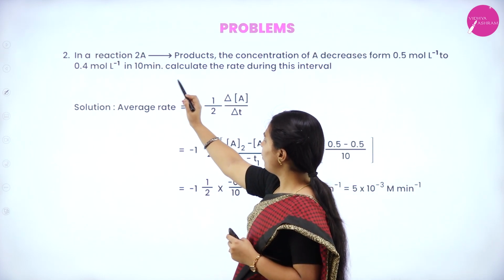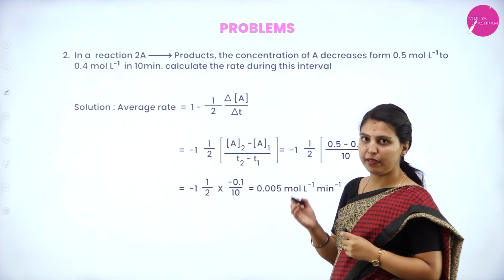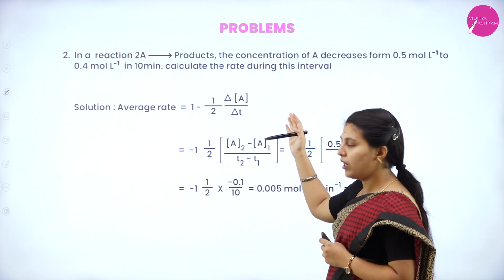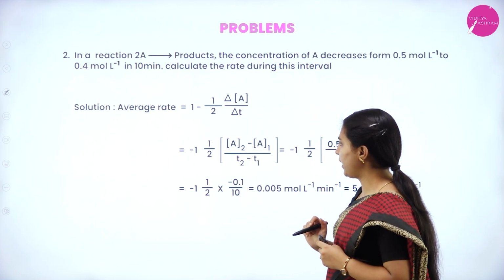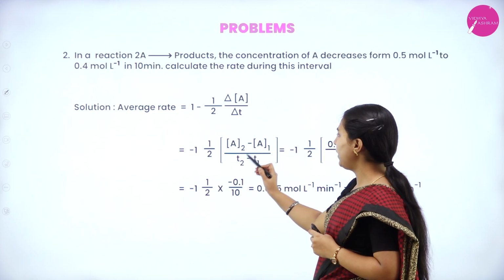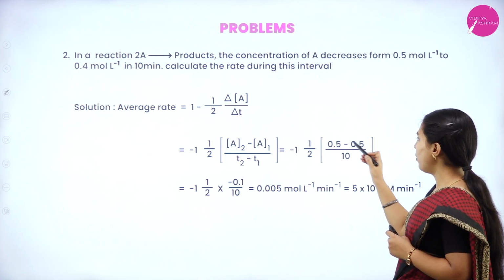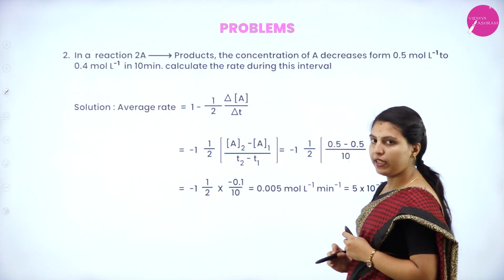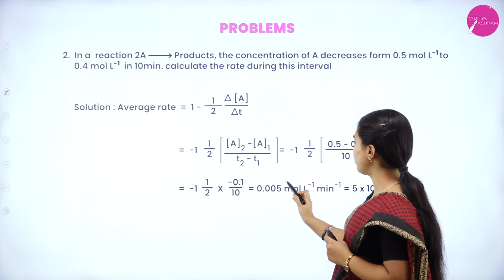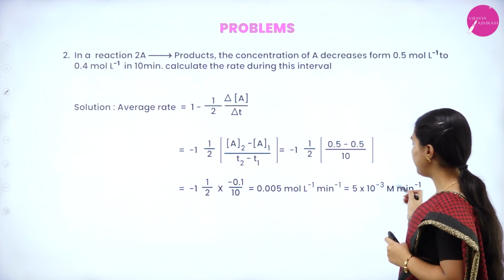Next problem. In a reaction 2A giving rise to product, the concentration of A decreases from 0.5 molar per liter to 0.4 molar per liter in 10 minutes. Calculate the rate during this interval. Average rate equals minus half into delta A by delta t, that is change in concentration of reactant per unit time. So A2 minus A1 by T2 minus T1. Minus half into 0.4 minus 0.5 divided by 10 minutes, that is minus half into minus 0.1 divided by 10, equal to 0.005 mole per liter per minute. 5 into 10 to the power of minus 3 molar per minute.